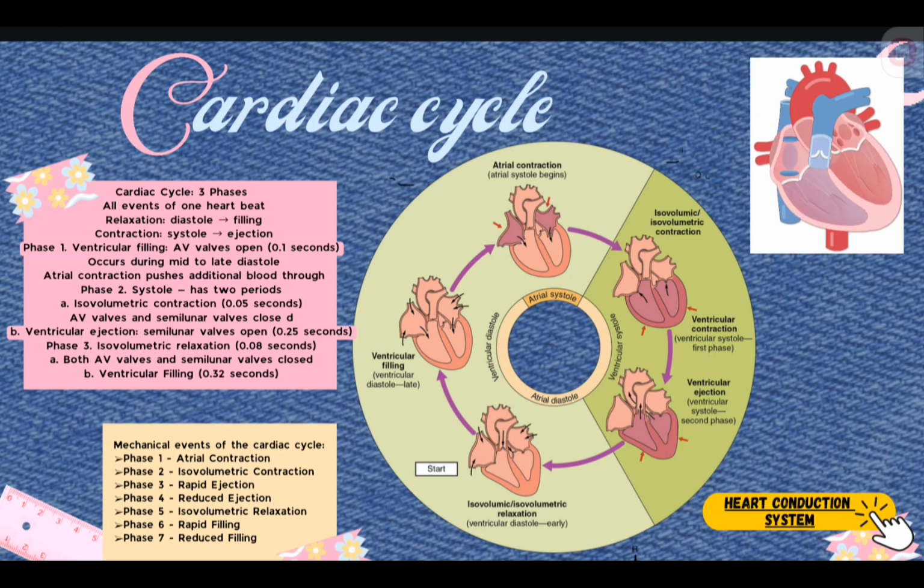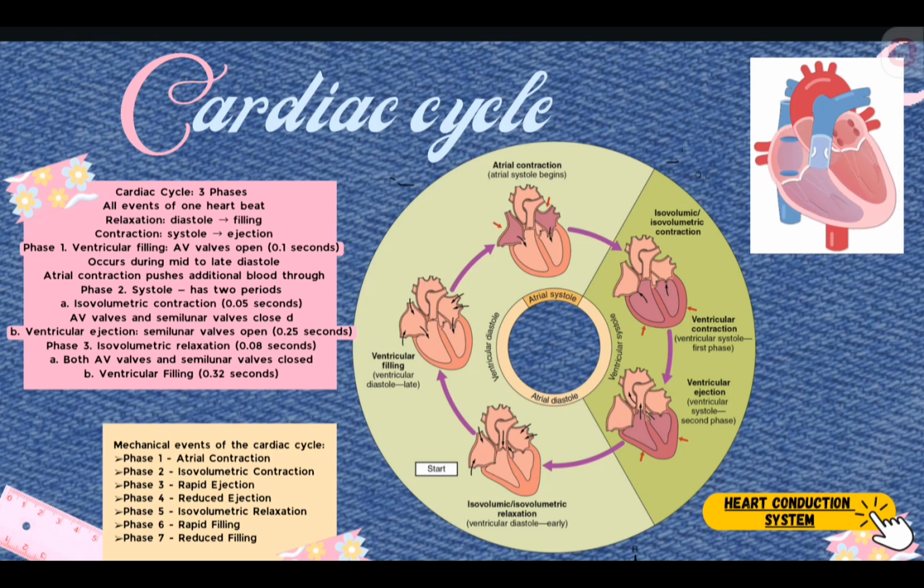So when does our heart actually produce sound? It actually occurs in phase 2 and phase 5. In phase 2, the ventricular pressure is higher than the atrial pressure, since isovolumetric contraction occurs. So it causes the AV valves to close, and thus producing the first heart sound, which is lub.